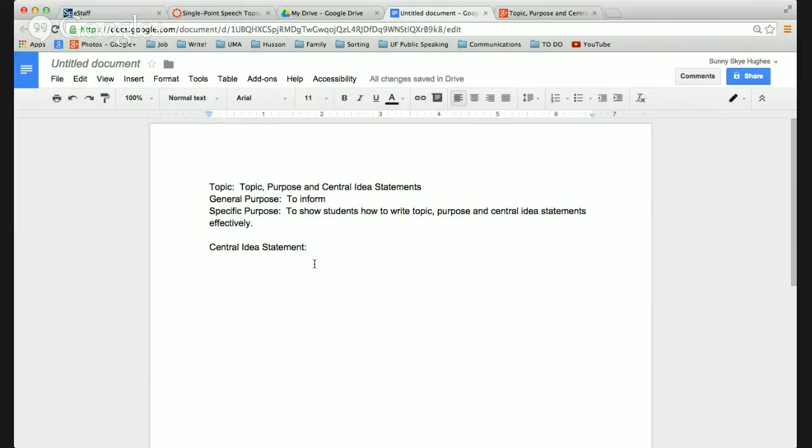So one sentence for this assignment and for my speech of teaching you about this would be, by writing an effective and meaningful topic, purpose, and central idea statement, students can develop a good speech that accomplishes the assignment requirements. Now, notice the difference between my specific purpose and my central idea statements.